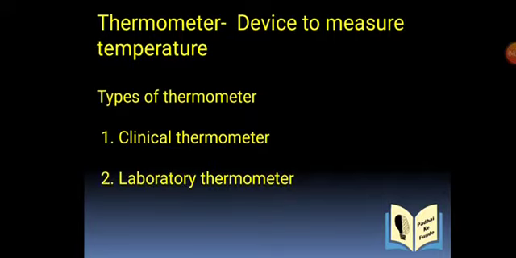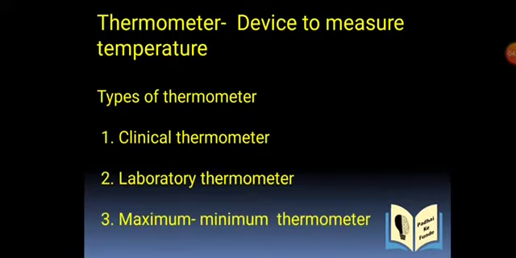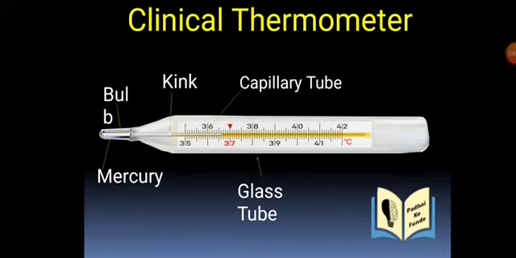The second one is the laboratory thermometer. As the name makes clear, the thermometer which is used in a laboratory to measure the temperature of objects is called a laboratory thermometer. And the third one is the maximum minimum thermometer, which is used to measure the maximum and minimum temperature of a place. Now let us see these types of thermometers in detail.